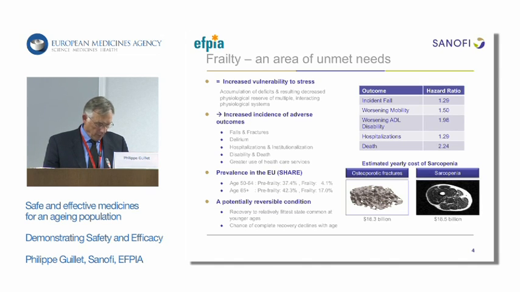The prevalence of frailty in Europe from the SHARE study is 4.1% for people aged 50 to 64, and it increases up to 17% in the population of 65 plus. The good news is that it is a potentially reversible condition, provided we get there on time and do what needs to be done to recover, because the chances of complete recovery actually decline with age.